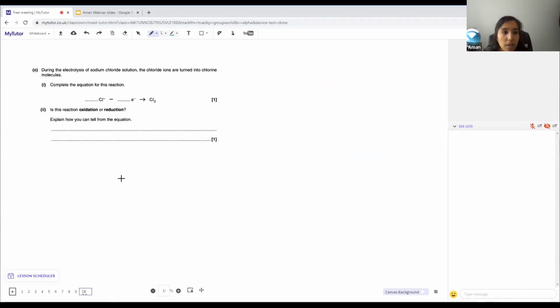Okay. All right, so we'll do this as our last question then. During the electrolysis of sodium chloride solution, the chloride ions are turned into chlorine. Complete the equation for this reaction. So they've been nice to you, they've actually written it out, you just need to balance it. So how do we balance that then?